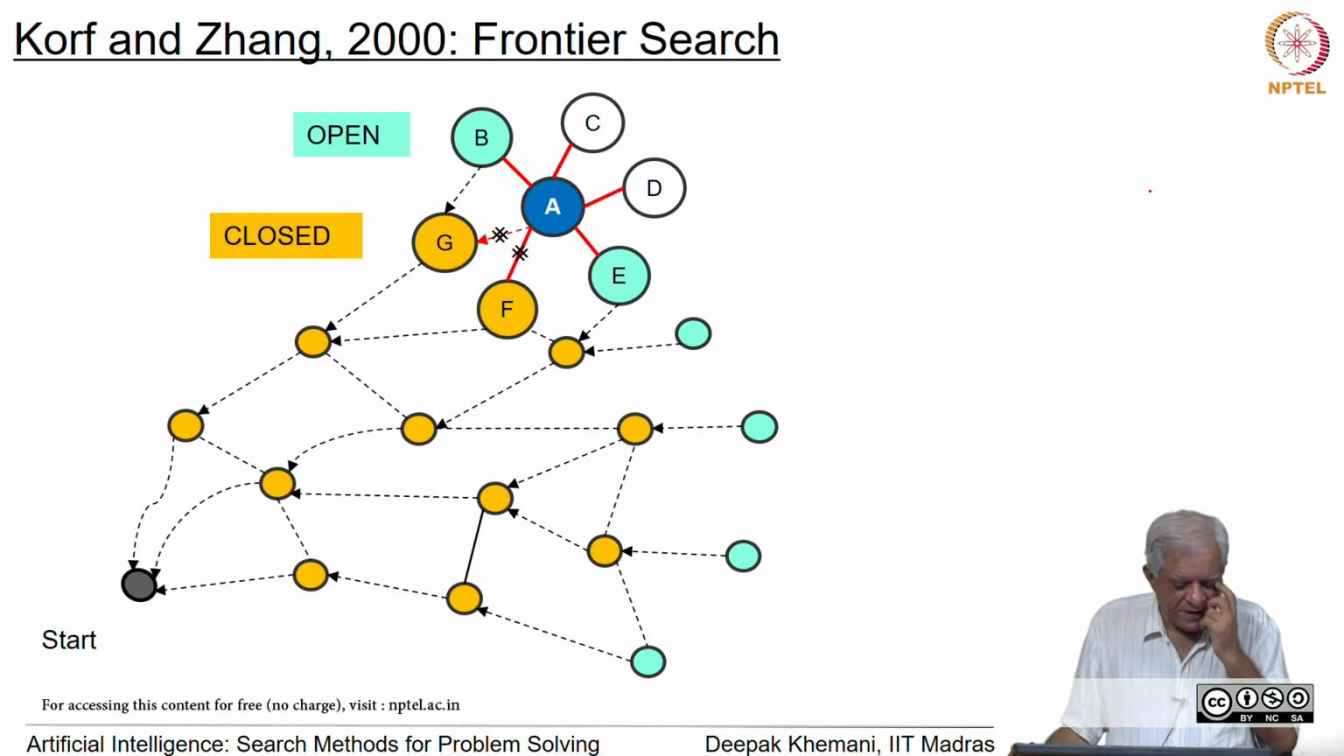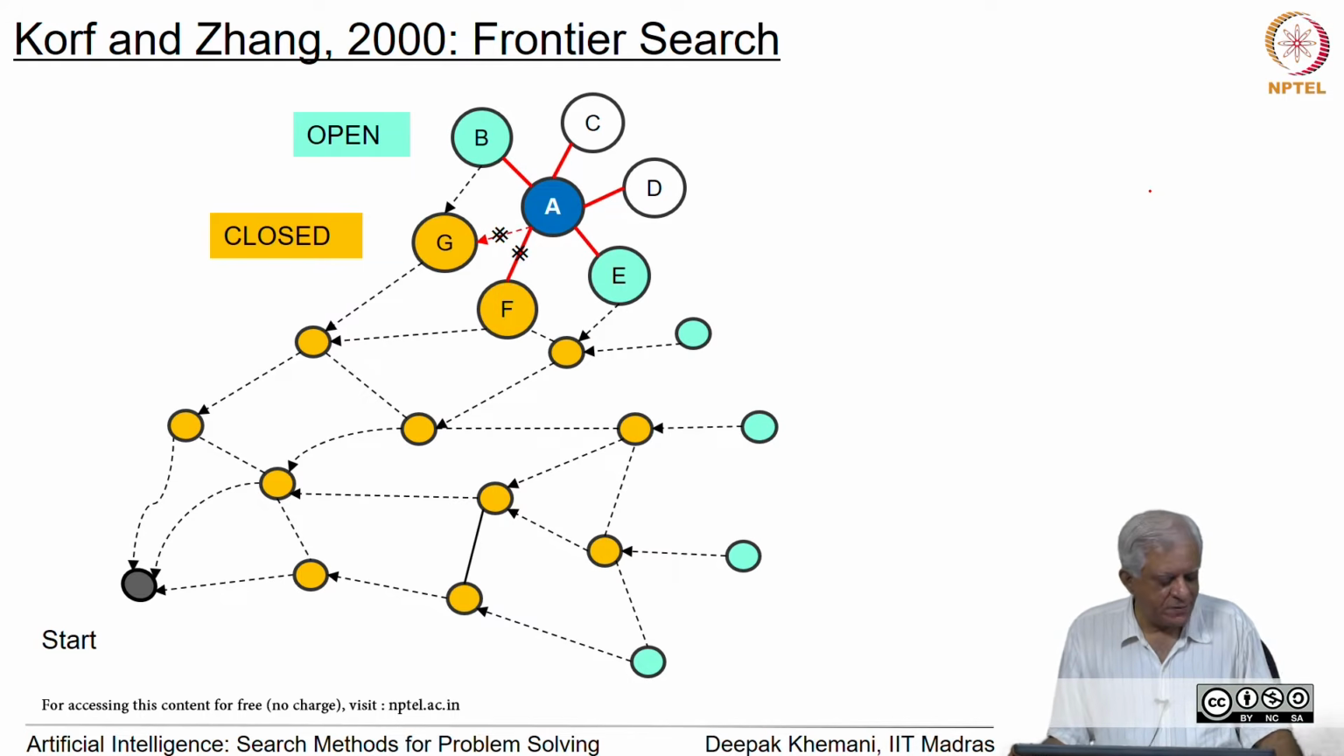So, this is the same graph with some labels attached here. The node that is about to be expanded is node A, and its neighbors are shown by edges which are colored in red. As you can see, there are 2 neighbors B and E which are already on open. There are 2 neighbors G and F which are already on closed, and there are 2 neighbors C and D which are new nodes that are going to be generated.